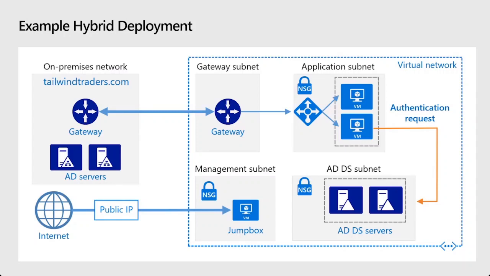Now, the gateway subnet runs through to the application subnet. There's a separate subnet on that virtual network that hosts the domain controllers. And those domain controllers are able to replicate and be part of the same domain or the same forest, depending on how you configure it, as the domain controllers on-prem.